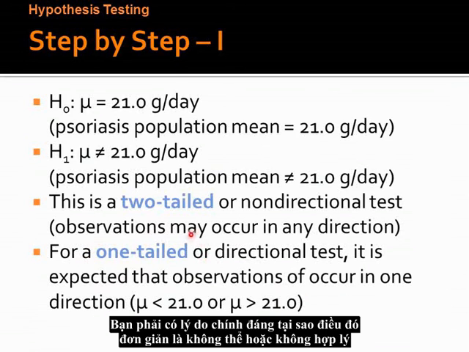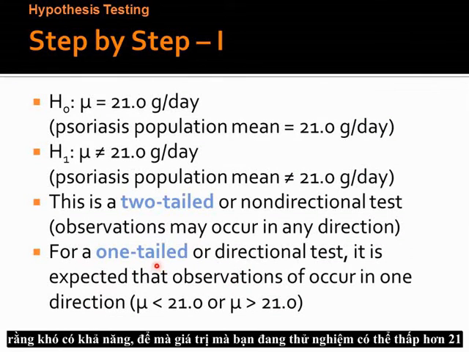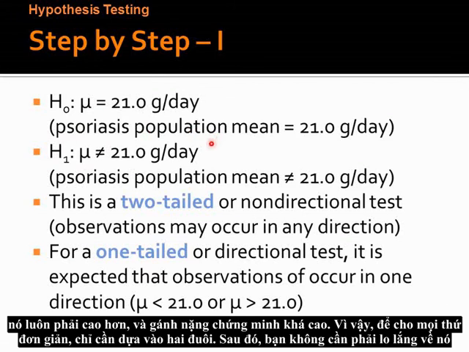Right? You have to have good justification for why it is simply impossible or unreasonable that the value that you're testing could be lower than 21. It must always be higher, and so the burden of proof is quite high. So to keep things simple, just stick to two-tailed. Then you don't need to worry about it.